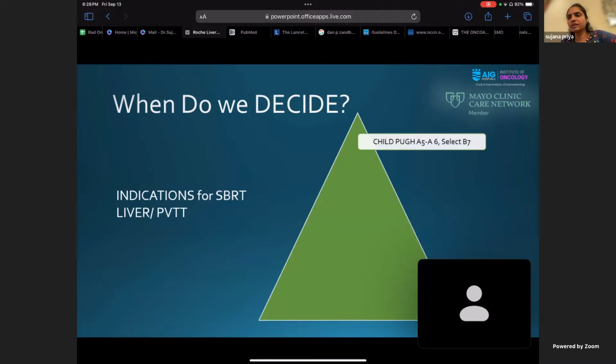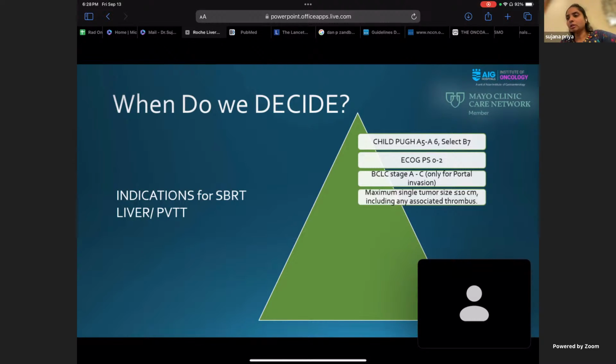So when do we decide? You definitely have to be Child A. Of course, up to Child B7, we can go ahead. PS has to be 0 to 1. BCLC stage A to C. C is only for portal invasion and not for extrahepatic mets. For the maximum tumor size, previously our cutoff used to be very stringent, up to 6 to 7 centimeters, but we have extended our cutoff to 10 centimeters, provided you have an adequate liver reserve. And the lesions shouldn't be more than 3 intrahepatic foci.